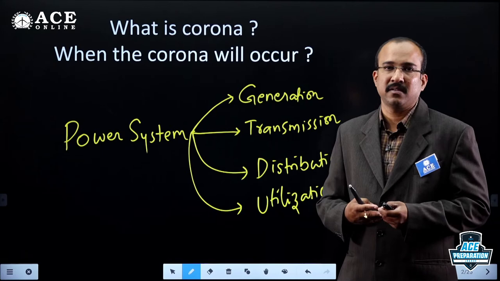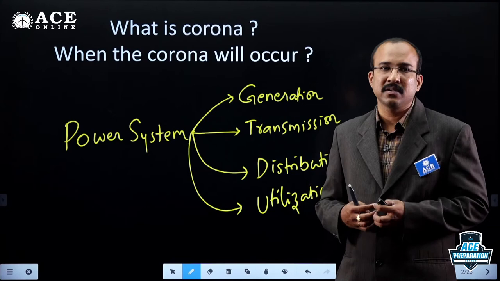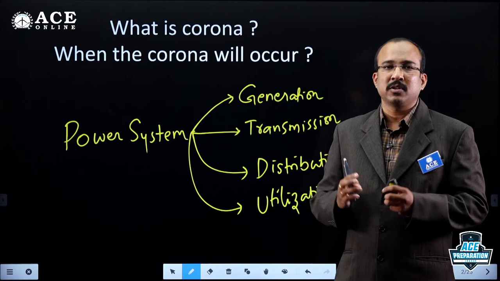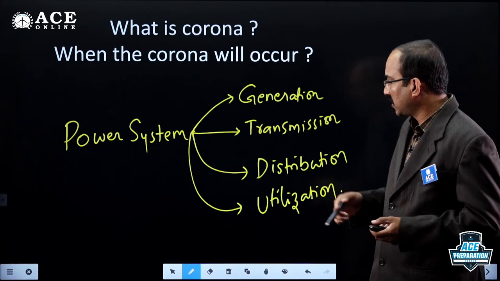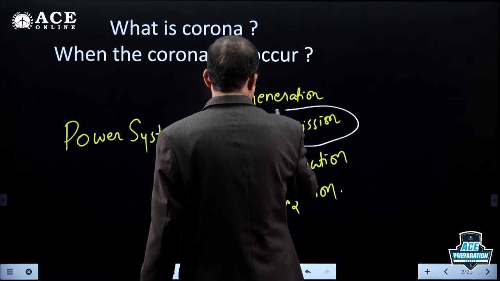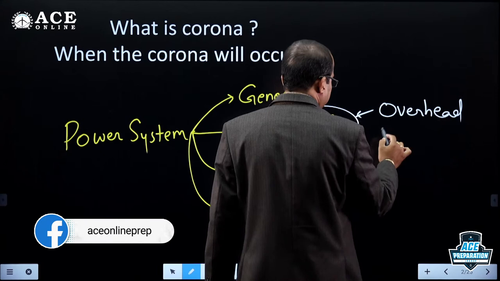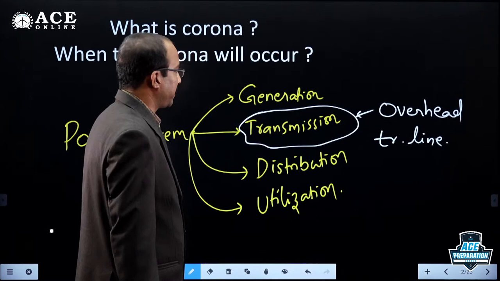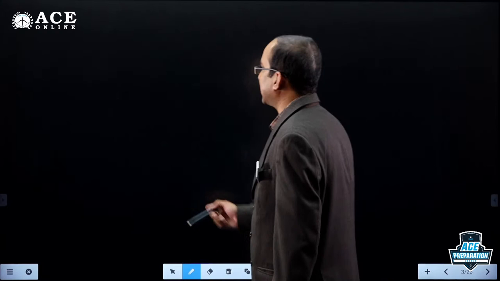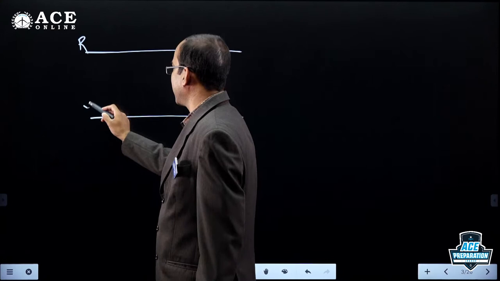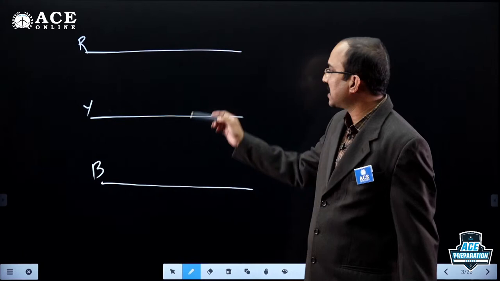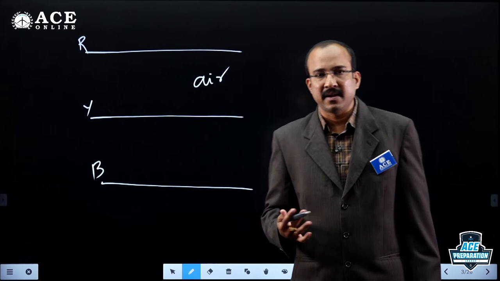and hydel plants or nuclear plants, they are located at a far place from the load center. So the power which is generated is to be transmitted to the load point. The power transmission in most of the cases is done by using overhead transmission line. If you observe the overhead transmission line, the power conductors, suppose this is R phase, Y phase, and B phase. Three phase conductors are separated in the medium of what? Air. Here, air is acting as a dielectric medium or insulating medium.